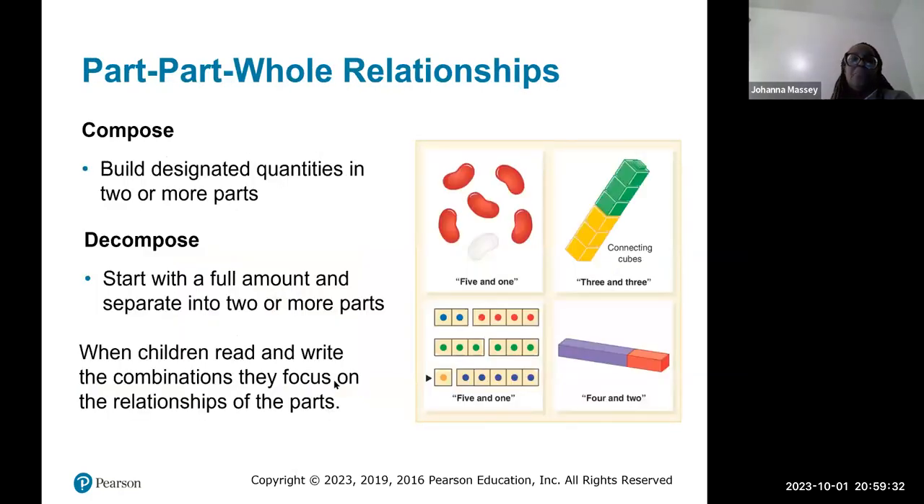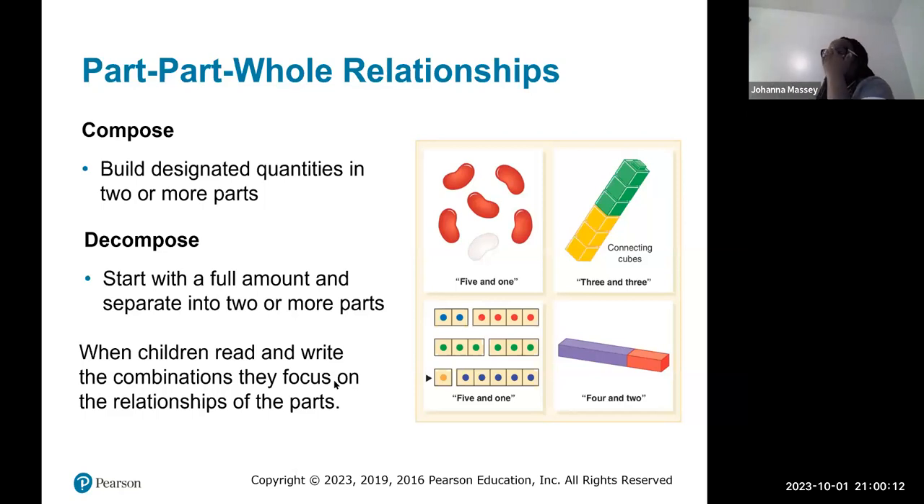Now look at this. This is part-whole relationship. But look at the specific words with part-whole relationship. We're composing and we're decomposing. What I mean by composing, just like you're composing a letter to somebody, or you're composing an arrangement, you're composing a poem. You can compose numbers by building the quantities, building the designated quantities. You have those two parts or more parts, depending on your learners, and you're composing from those parts.